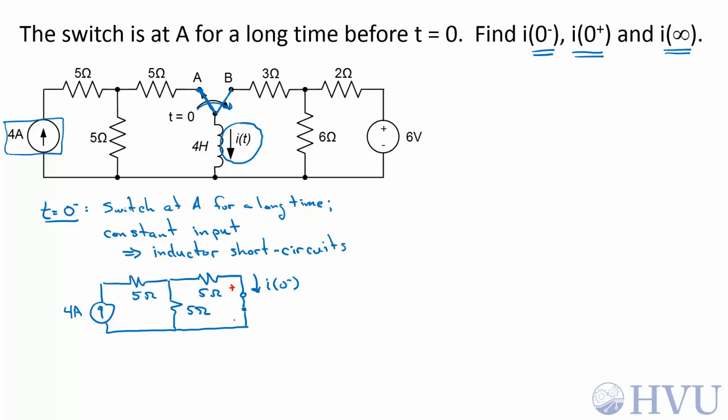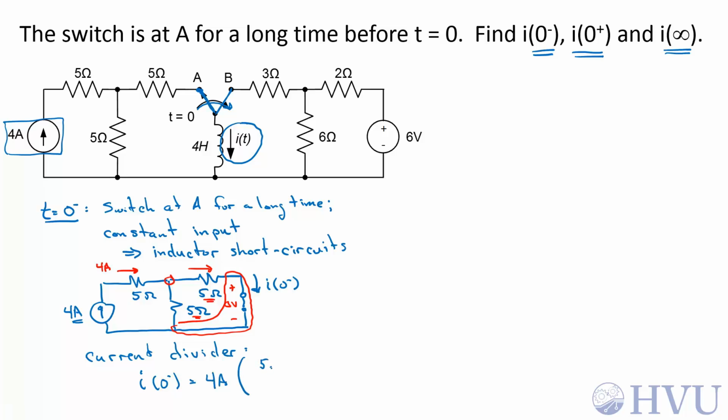Since this is a short circuit, the voltage difference is 0 volts, and these two 5 ohm resistors here and here are in parallel. We know that there's 4 amps going into that parallel combination, and we want the current through this 5 ohm resistor. This is a perfect application for a current divider. So the current, I of 0 minus, is equal to the total current, 4 amps, times the other resistance, 5 ohms, over the sum of the two resistances, 5 ohms plus 5 ohms. That's 1/2 of 4 amps, or 2 amps.